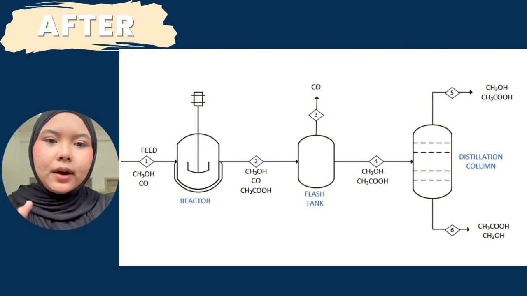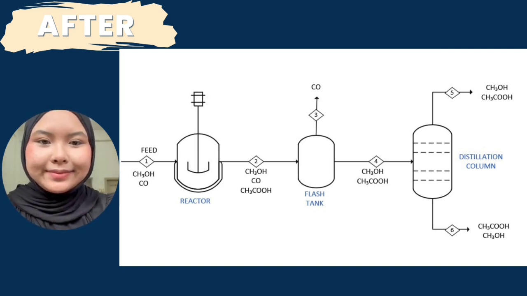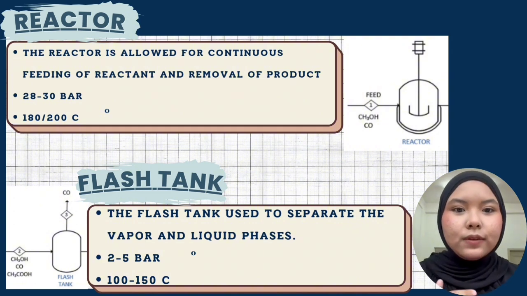If you can see, for the after, we reduced some of the equipment because we want to simplify and make it easier for us to calculate the mass balance. So next, I'm going to explain to you the function of each of the equipment. The first one is the reactor.